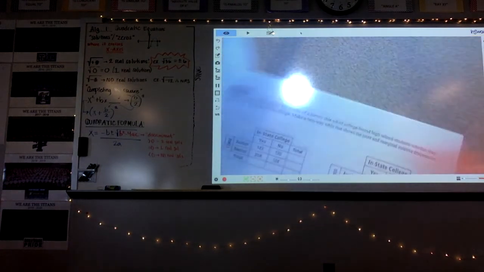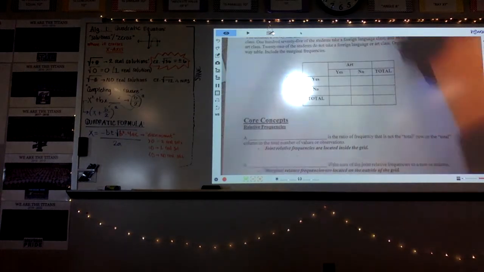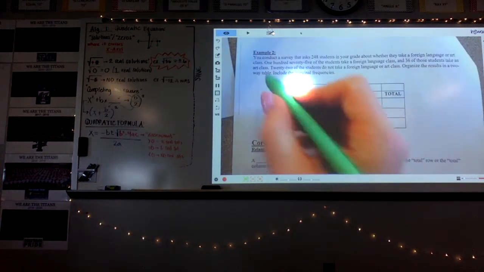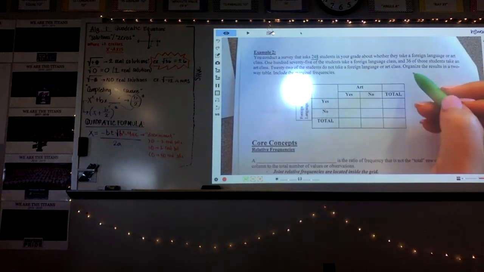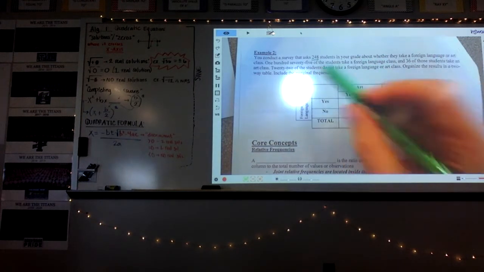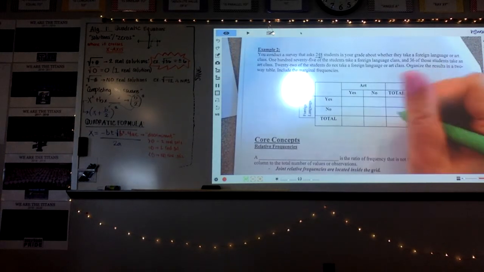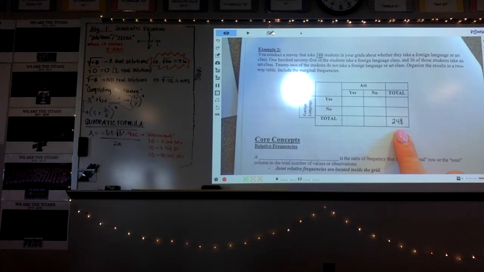Okay, on our next example here, we're just given pieces of the two-way table. We're going to have to fill it in ourselves and then find the rest of the pieces. So you have to read very carefully. It says you conduct a survey that asks 248 students in your grade about whether they take a foreign language or art class. So there are a total of 248 students that you interviewed. That means that's that number. Total 248 students were interviewed.